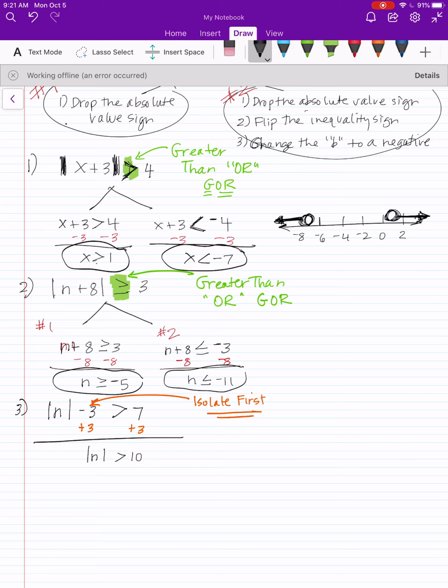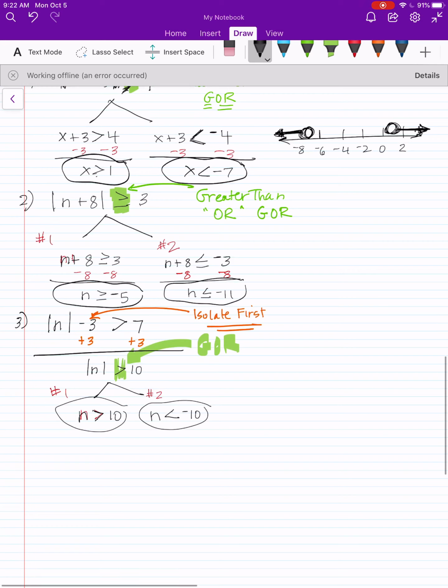Now, once I do that, I look and see what kind of sign I have. And again, I have a GOR, greater than or. So I set it up into 2. First time, my number 1 is to just drop the absolute value signs and keep everything the same. Next, this is my number 2 setup. I drop the absolute value signs. I change the inequality from a greater than to a less than, and I change 10 to a negative 10, and I take the opposite. And of course, it's an OR, so they have opposite signs.